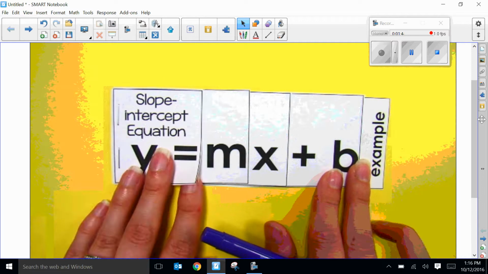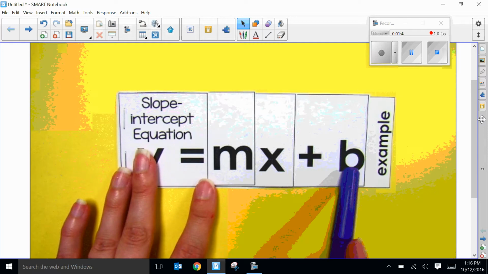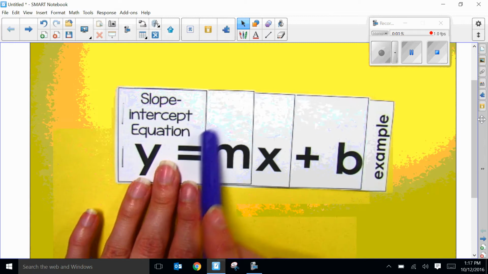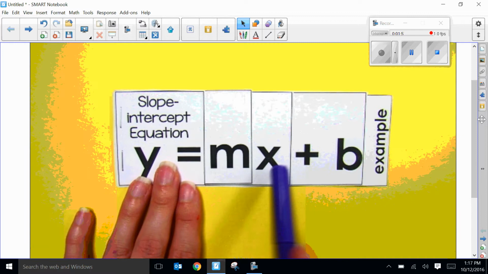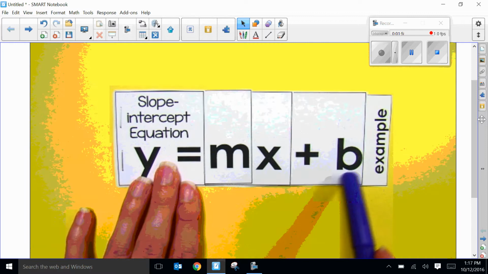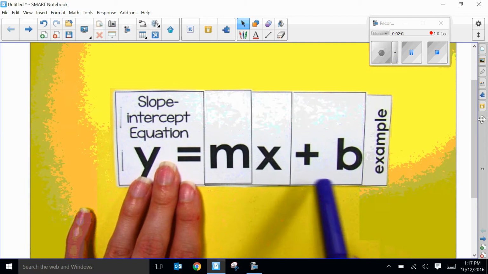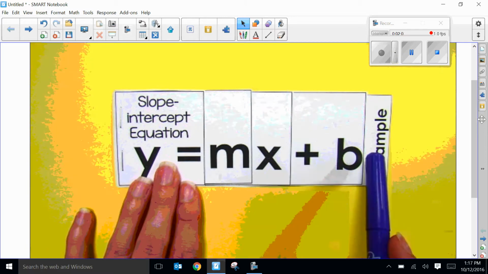So slope-intercept equation is y equals mx plus b. Sometimes you might see it as b plus mx, okay? But your slope is always the m. It's the coefficient to x. Your b is always your constant. It's the number that is there to start. It's your starting point, or it is the extra fee or something along those lines.